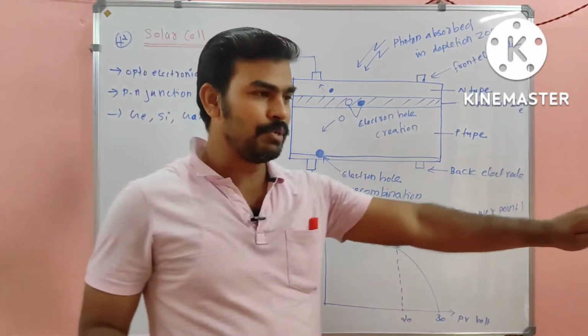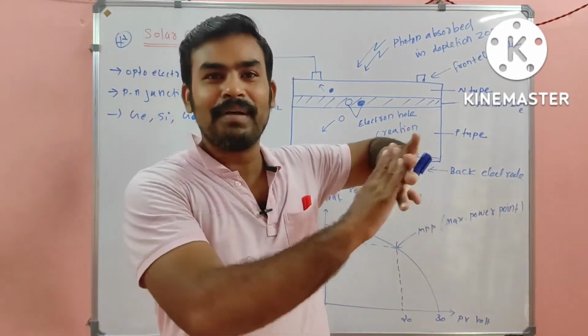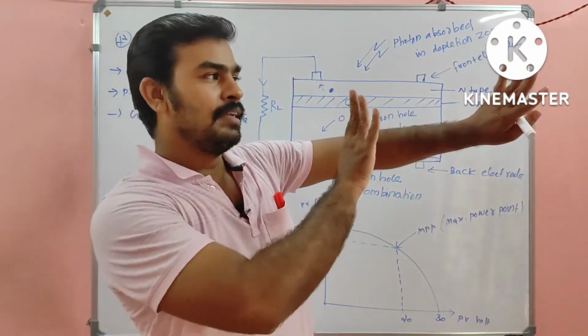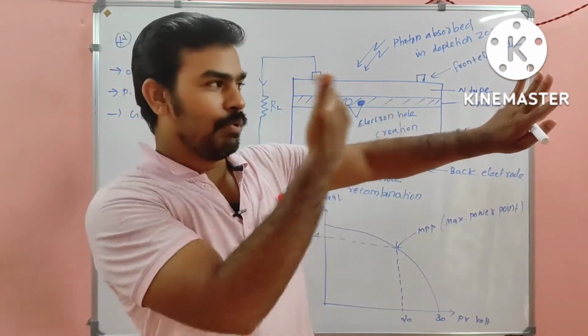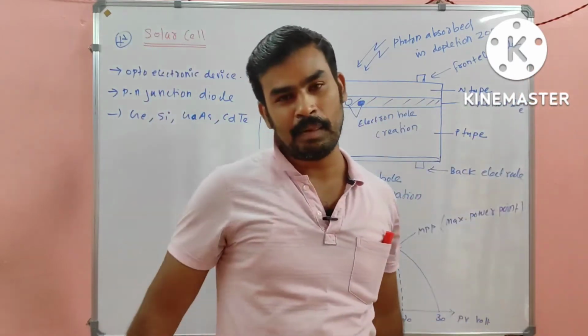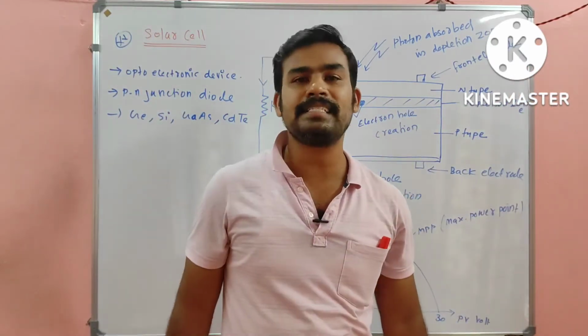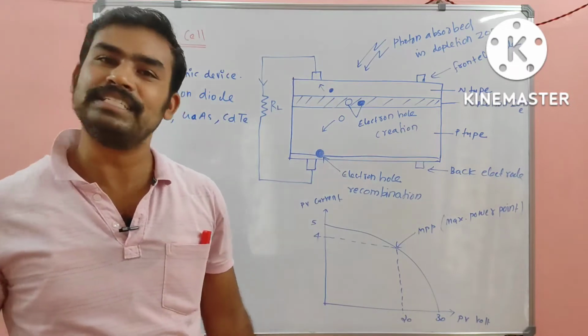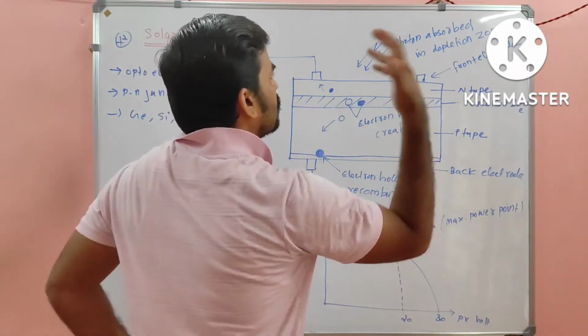You can see it in a solar cell panel, right? You can see your reflection, that is the glass. Inside that glass is actually the p-n junction diode. Okay, so come to the point.